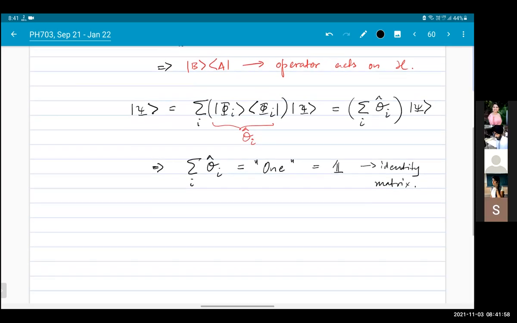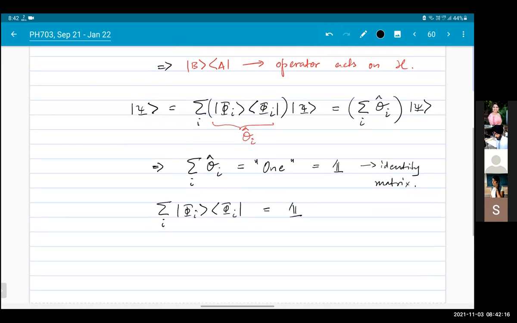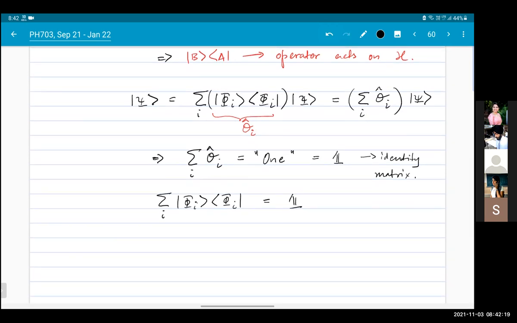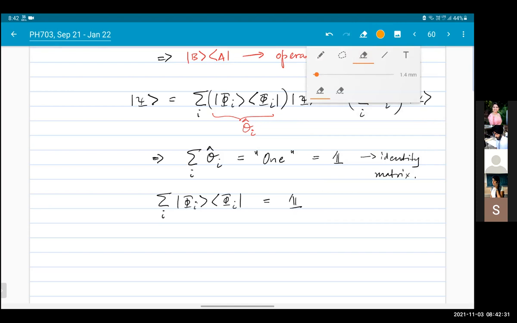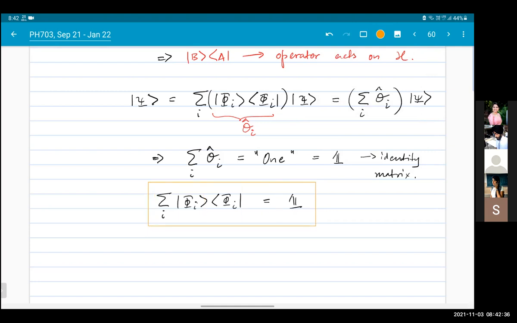Now, what this tells me is that if I take these phi I, and what are these? These are the eigenstates of my Hermitian operator, remember. Then this is equal to the identity matrix. Right? So this is again very, very important, and let me just put a big box around it to stress the fact that it is very important.